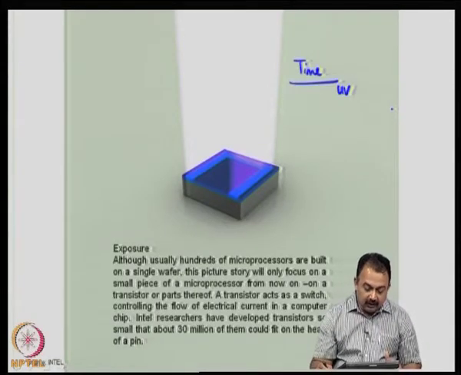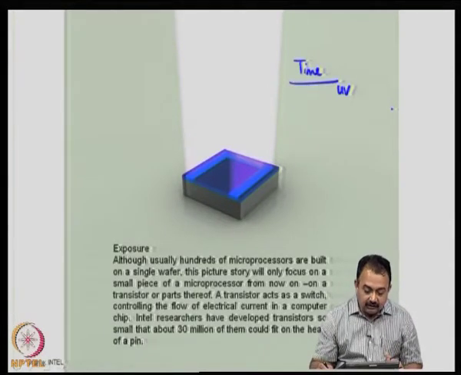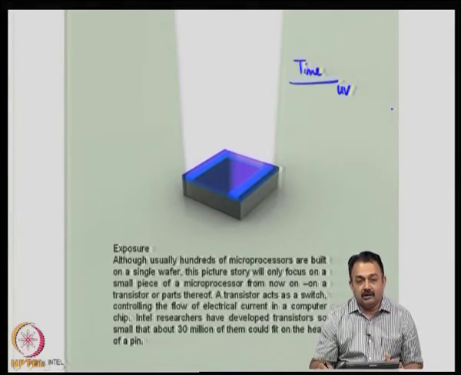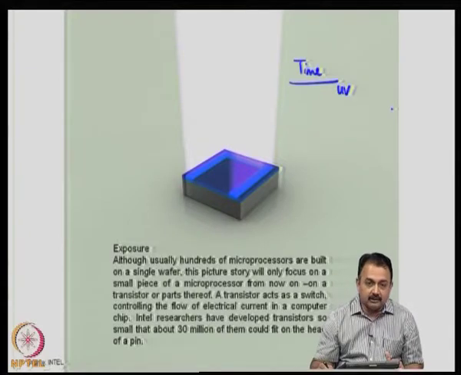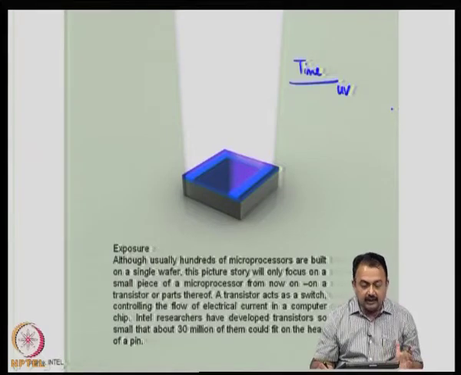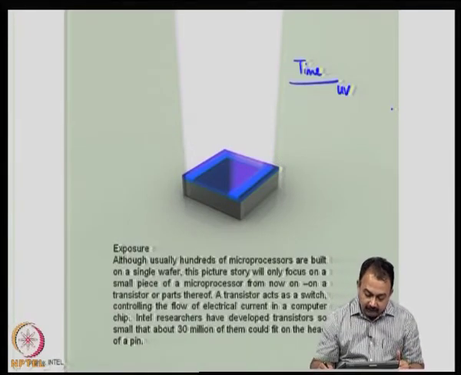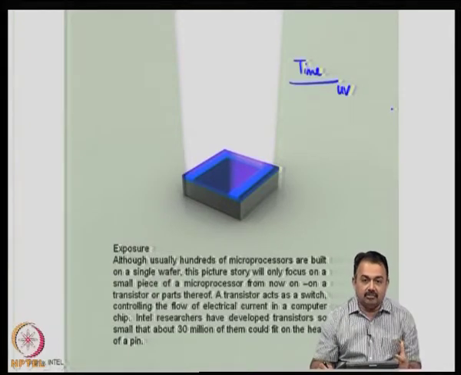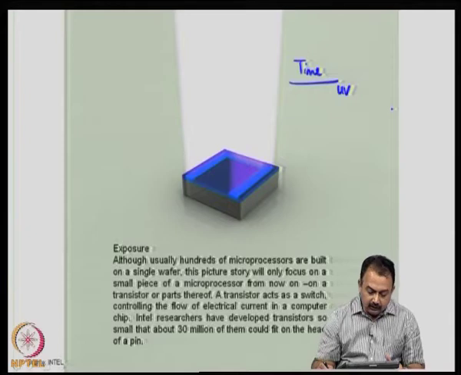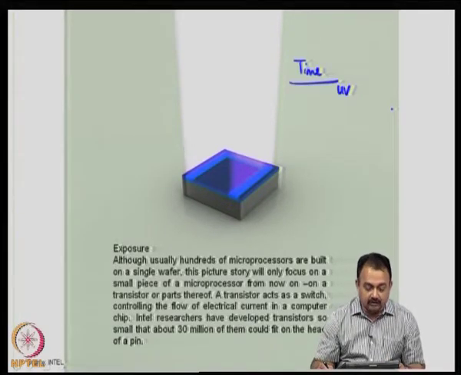So, typically after exposure, as you can see, certain areas are affected, certain areas are not, that depends on the mask. Hundreds of microprocessors are built on a single wafer. Now, this entire process sequence that I am showing here will show you how the buildup is done for a single die. Basically, we will see a single transistor built. Now, a transistor acts as a switch controlling the flow of electrical current in a computer chip.